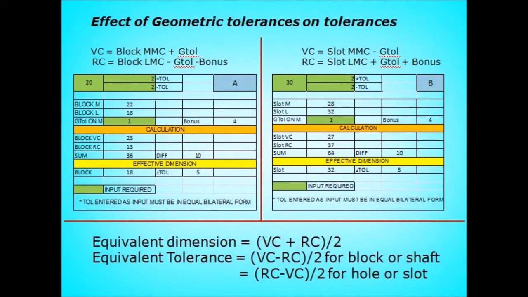Now calculate equivalent dimensions. It will be virtual condition plus resultant condition divided by 2. Similarly, equivalent tolerance will be virtual condition minus resultant condition divided by 2, or resultant condition minus virtual condition divided by 2, depending on hole or shaft. This dimension will be used in our stack up analysis.